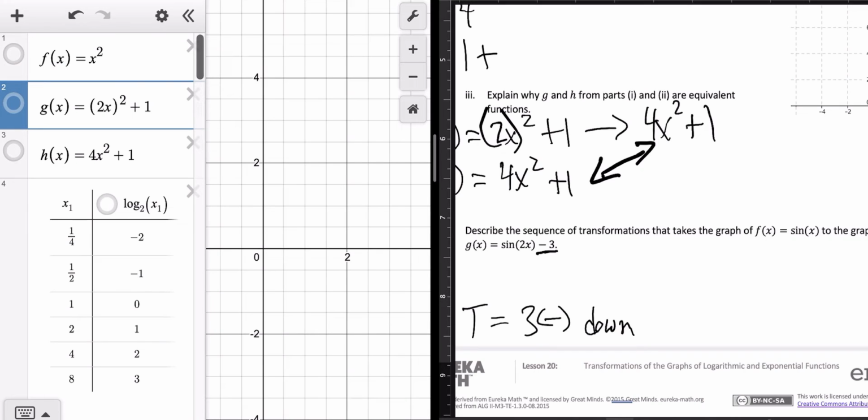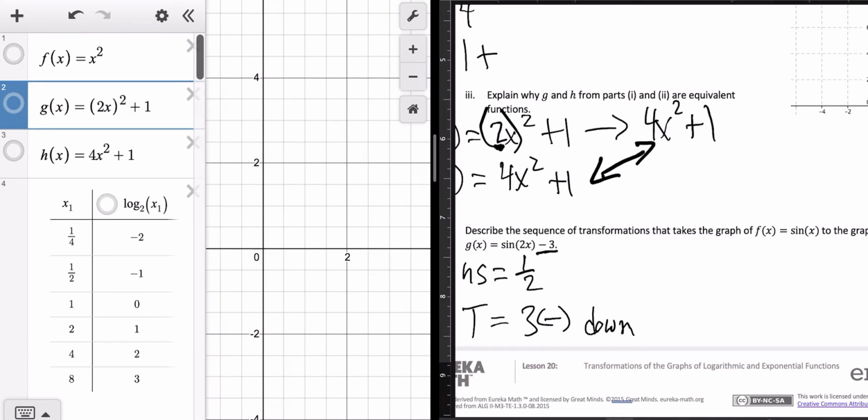Now, what is that 2? Well, the 2 is the same thing as our original g of x right here. And we talked about that as a horizontal scaling equal to 1/2. So that's all you'll need to do. A factor of 1/2, down 3.